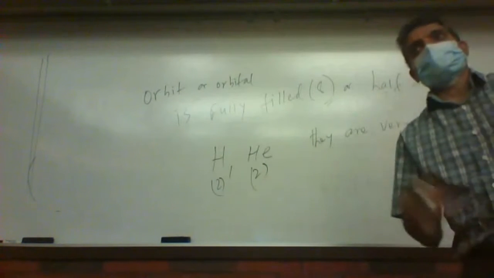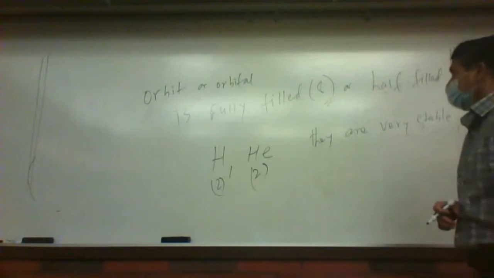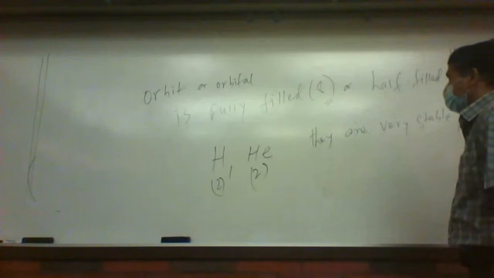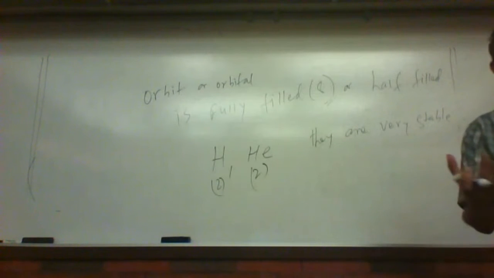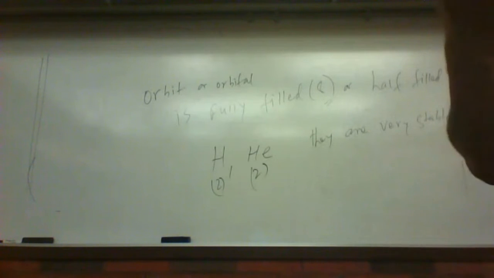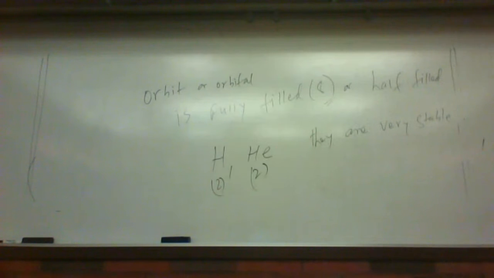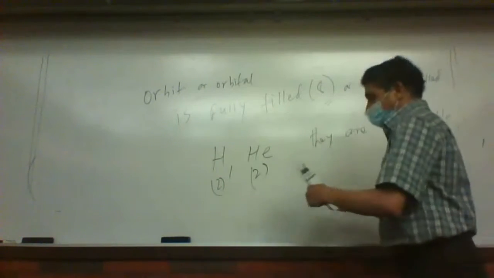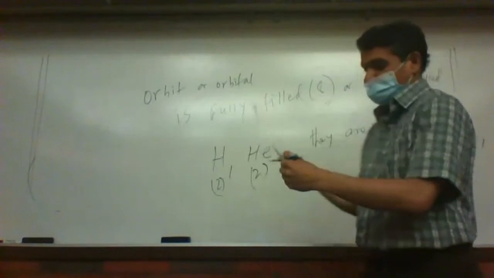This is one of the quantum mechanics outcomes. If the orbital is half filled, or the orbit is fully filled, it is very, very hard to remove the electron. We will look at this kind of thing in the next slide.